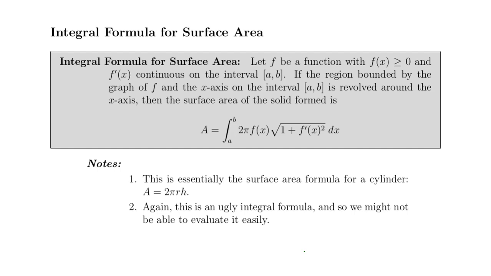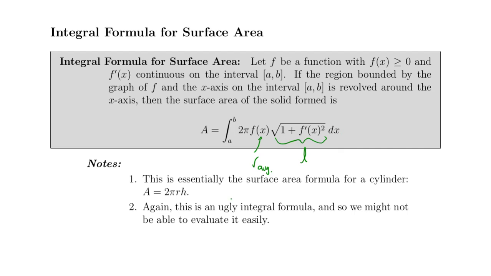It's got to be a function that's non-negative. It's going to be continuous, but more importantly, the derivative is going to also be continuous. So not only does our function need to be continuous, it needs to be differentiable. And not only does the derivative need to exist, but the derivative needs to be continuous also on that interval. Then, if you take that region bounded by the graph and the x-axis on the closed interval and you revolve it around the x-axis, there's your surface area formula. 2 pi times your radius, and this I remember was the average radius, times your arc length, L.